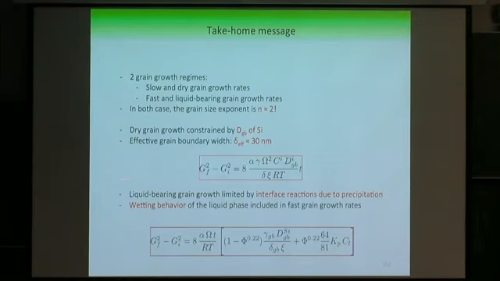Whereas for liquid bearing grain growth, it's limited by interface reaction and not diffusion limited. And it's due to precipitation rates at the crystal-liquid interface. And we have the wetting behavior of the liquid phase that's included in the fast grain growth rate regime. And so you have the equation right here that takes into account contiguity and wetness.